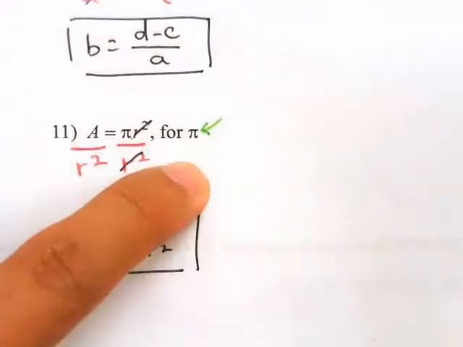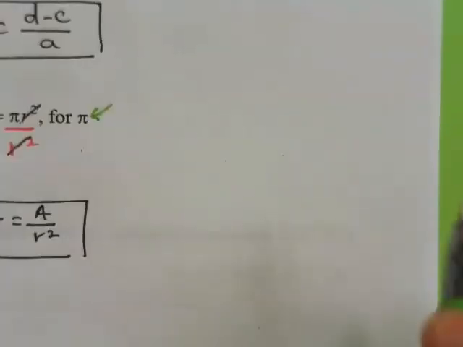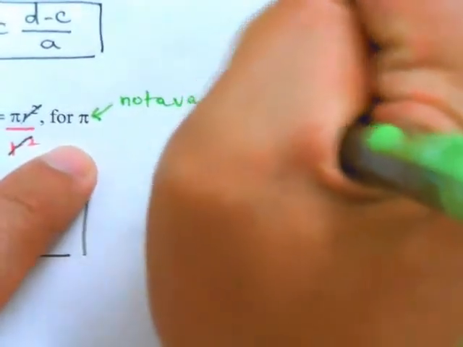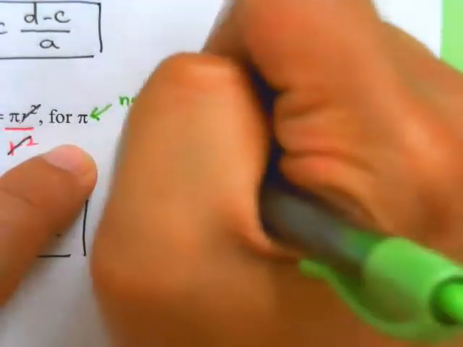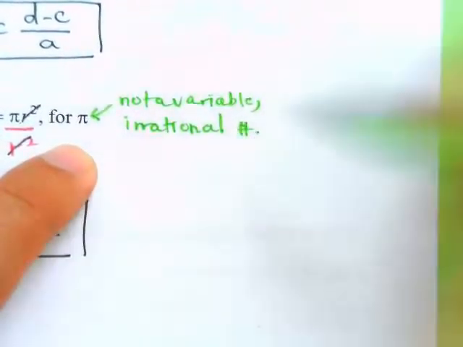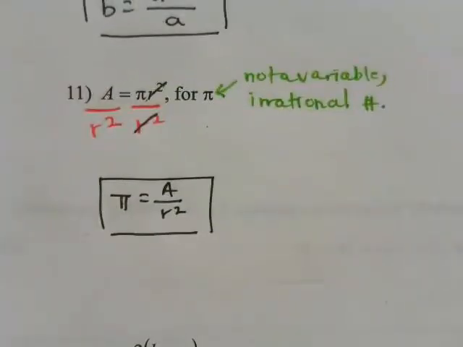I want to put aside, because we have instructions that say solve for the indicated variable, this is not a variable. Not a variable, but it's an irrational number, 3.1415. So just solve for pi.